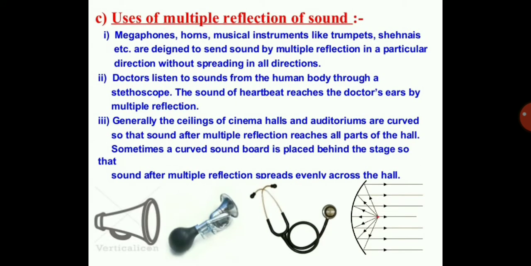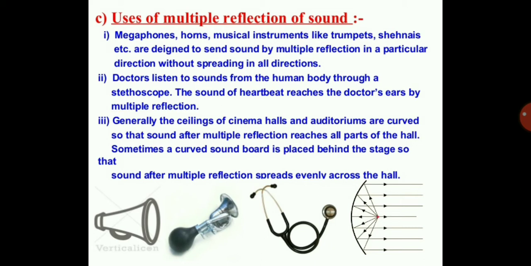So, what are the uses of this multiple reflection of sound? First, the megaphones, horns, musical instruments like trumpets, shehnais are designed to send sound by multiple reflection in a particular direction without spreading in all directions. See here, whichever sounds are coming in, they are all concentrated in one point, okay, and then they are thrown out in a particular direction.